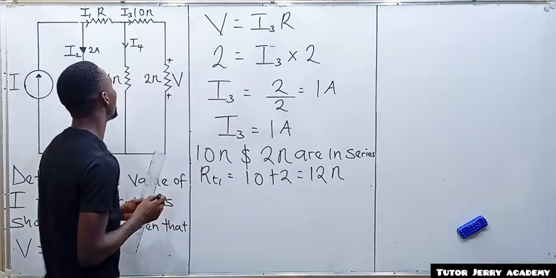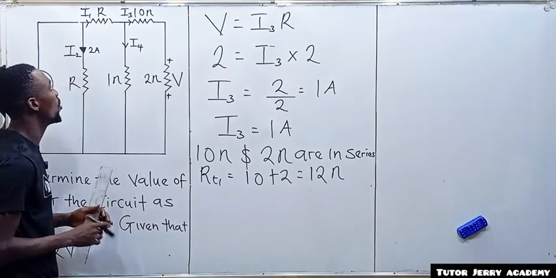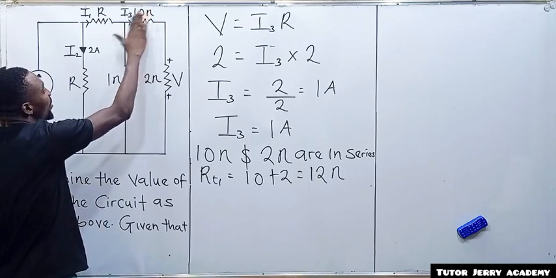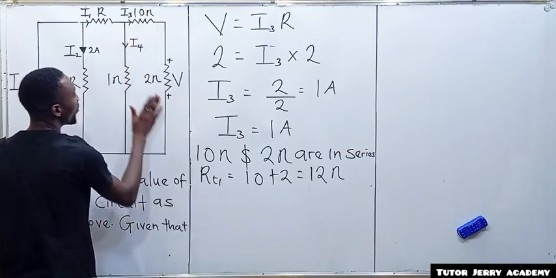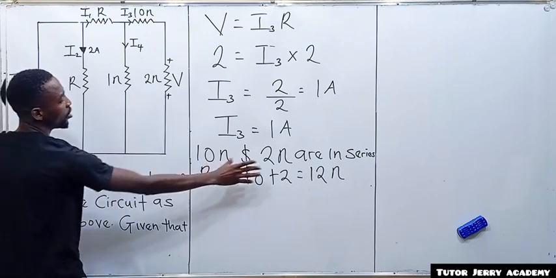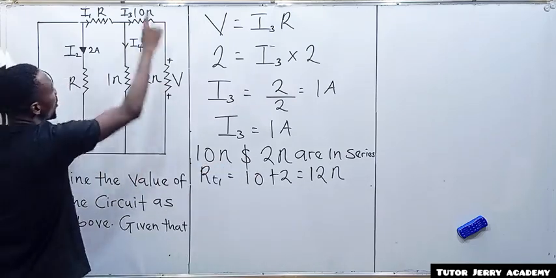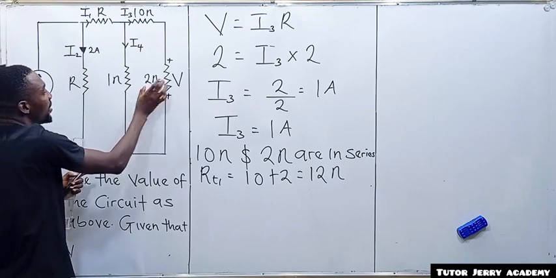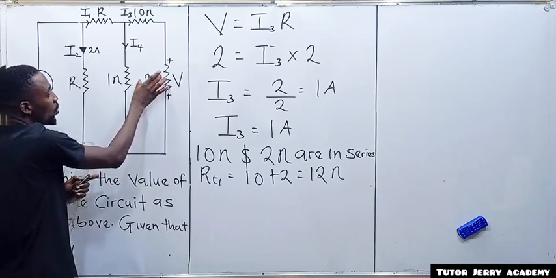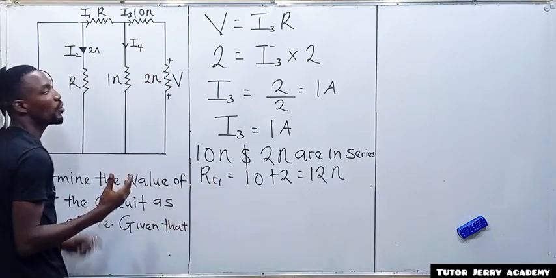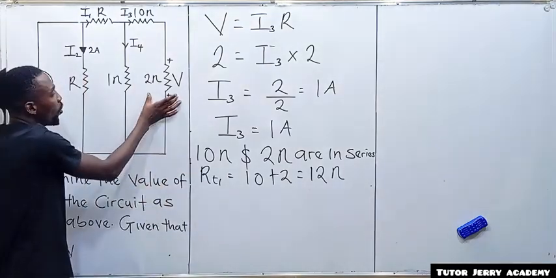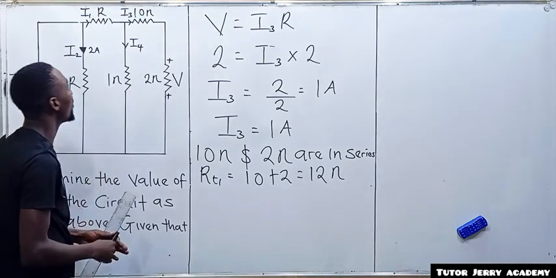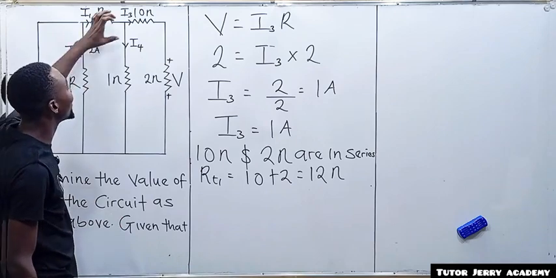Now that we have 12 ohms, we can decide to clean this 10 ohms here, and replace what we have here with 12 ohms. Is that clear? Or you can redraw the circuit by removing this, and just replace these 2 ohms with 12. You will now see clearly that 12 ohms will be in parallel with 1 ohm.